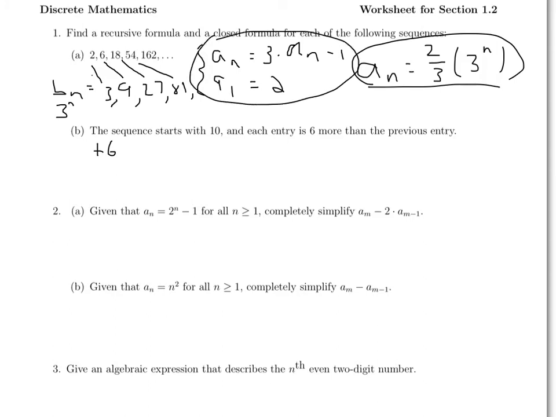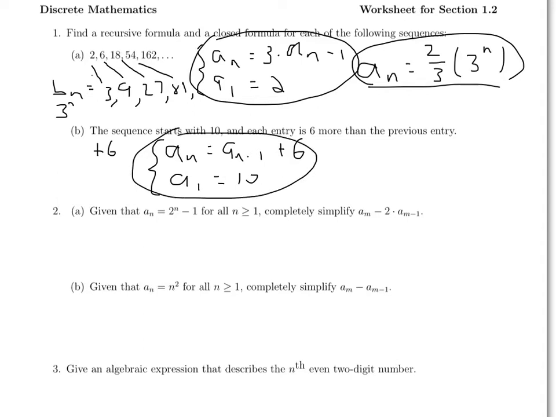The ones where we're adding a constant amount each time, those are much easier. We always kind of hope for those. So in terms of the recurrence, I want to say each term is the previous term plus 6, starting with 10. So that's my recursive formula. And then to find the closed formula, I could start off with my A_n sequence, which is 10, 16, 22, and so on. That's what's being described there.